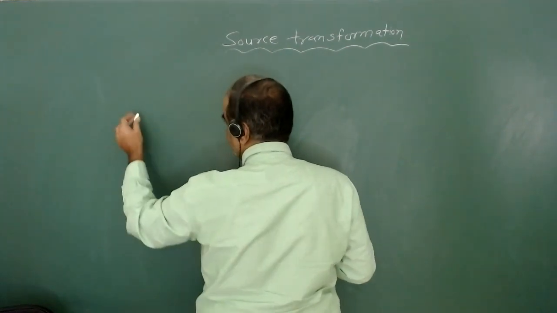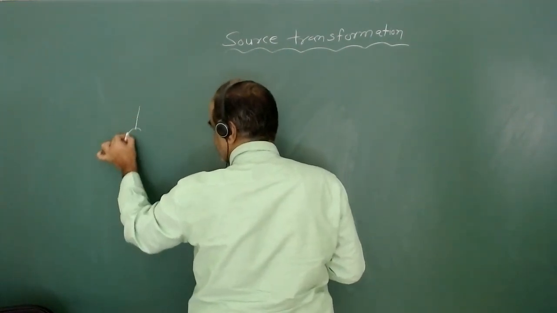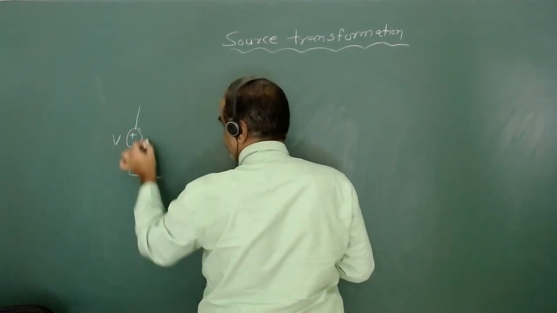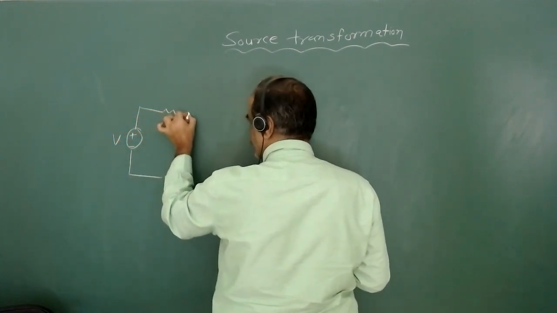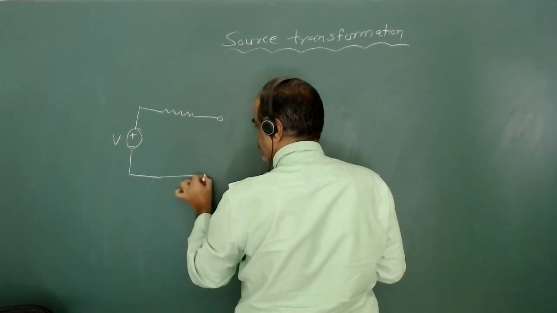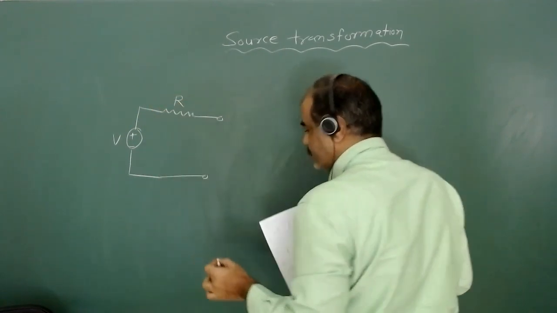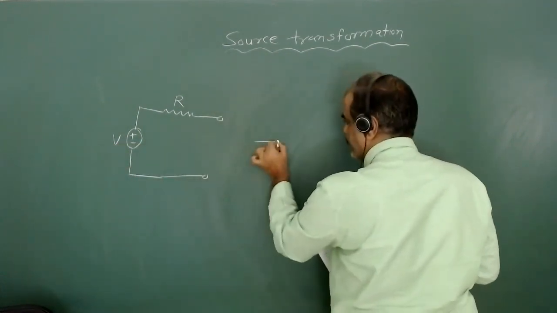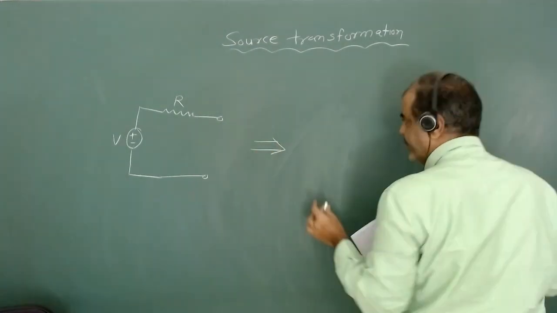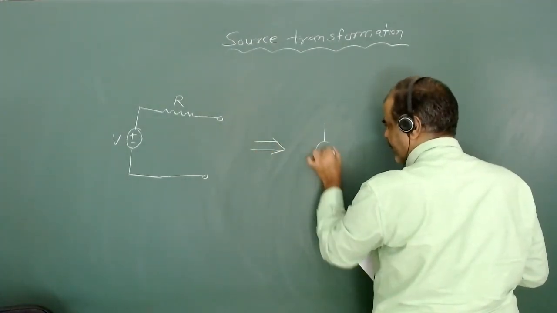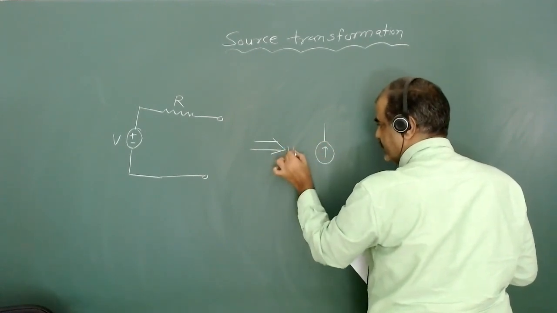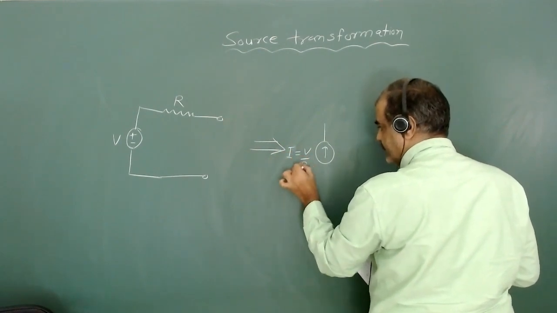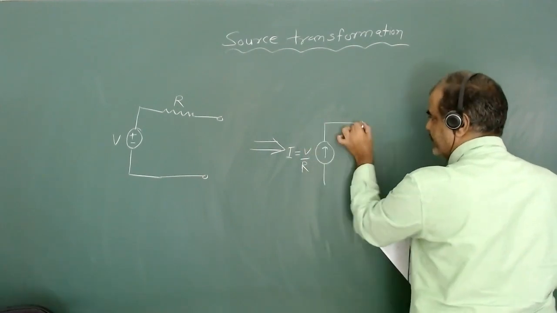In this technique, suppose we have a voltage source V with a series resistance R. Source transformation means this voltage source can be replaced or converted into a current source where I is equal to V by R, with a parallel resistance R.